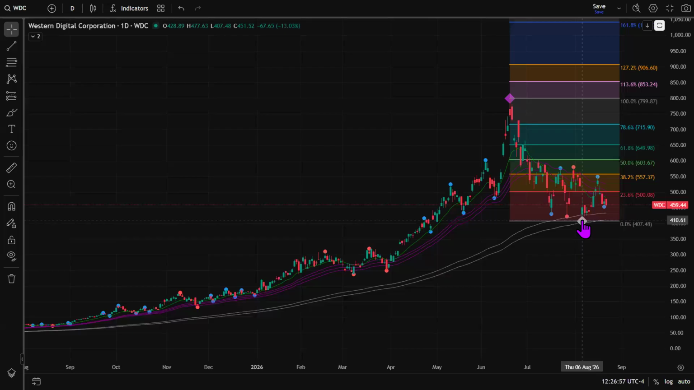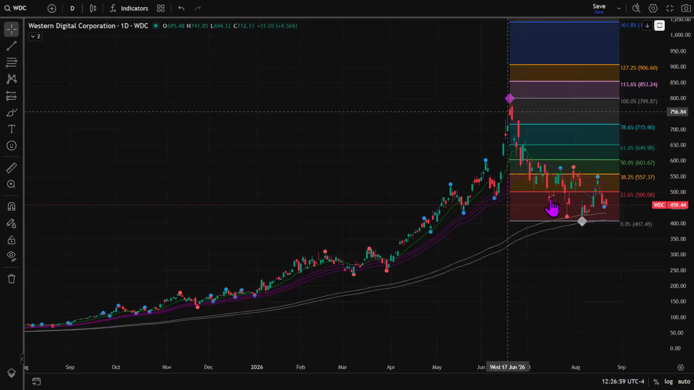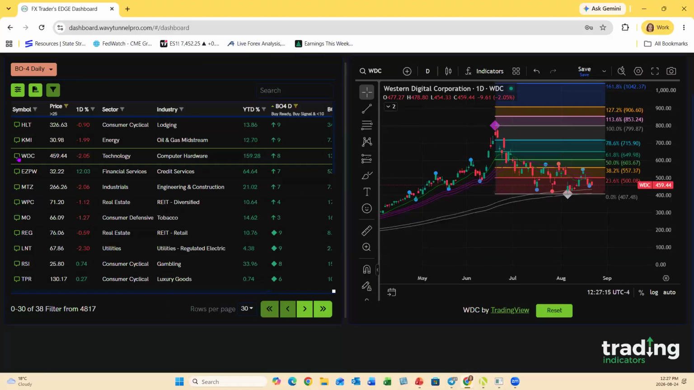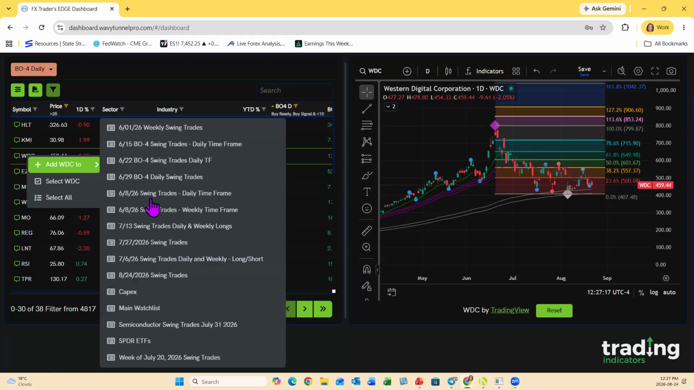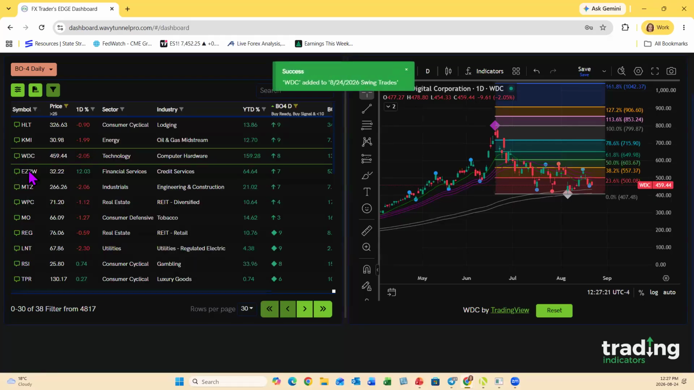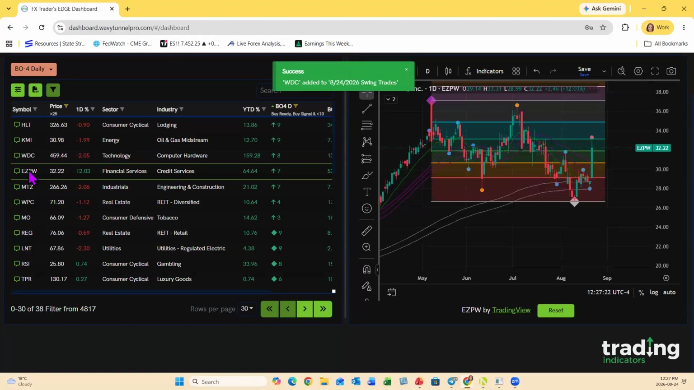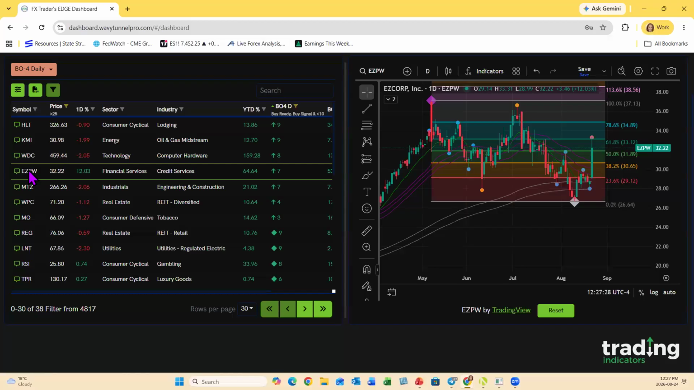So sometimes, and I was starting to say this is a good example of it, price moves up and then it comes back. And now this could be a nice place to buy it with the stop below the lows. So I'm going to keep this on the watch list. I just added it to the watch list. Let's go to, and that was technology, computer hardware, financial services, credit services.